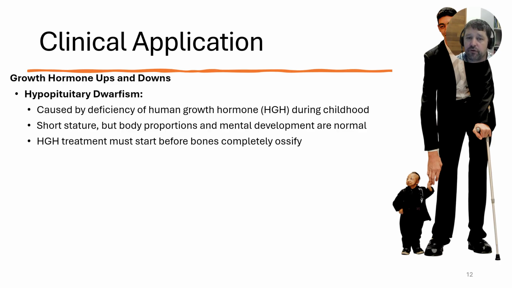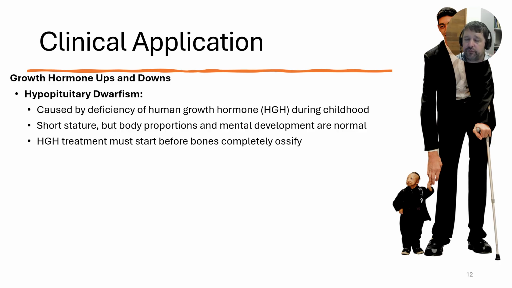If you don't have enough of it, you typically become very short in stature. Your body proportions and everything might be normal, we're just talking that you're not getting enough growth hormone, so your bones don't grow fast enough, your muscles don't grow fast enough, and so you have very short stature. You can be treated with human growth hormone if you have a deficiency.